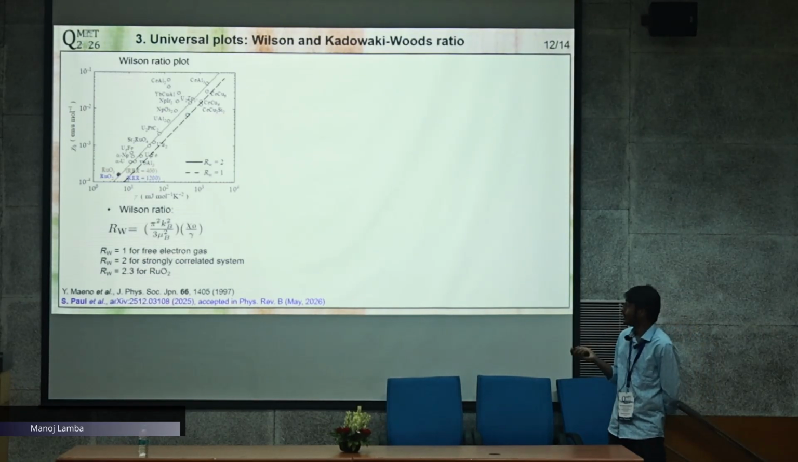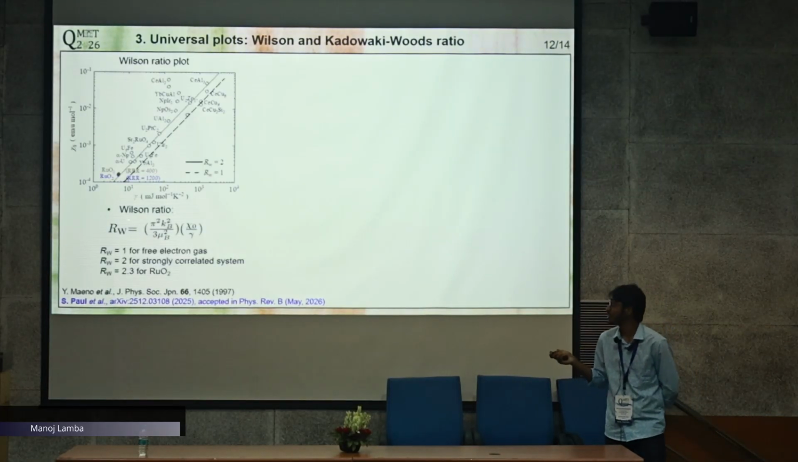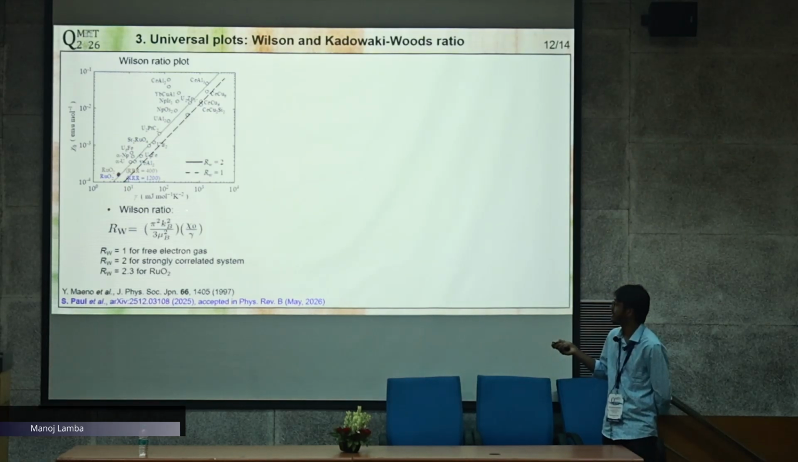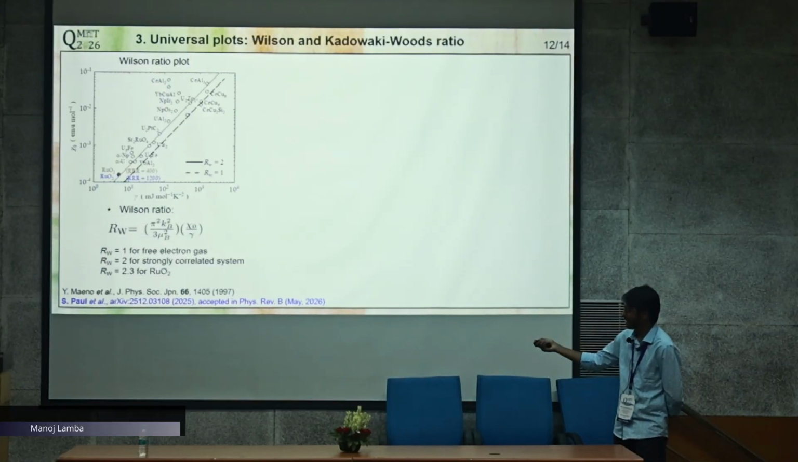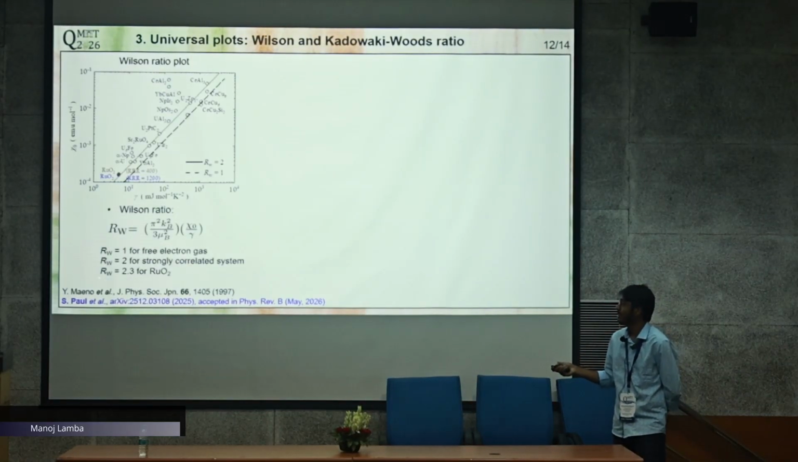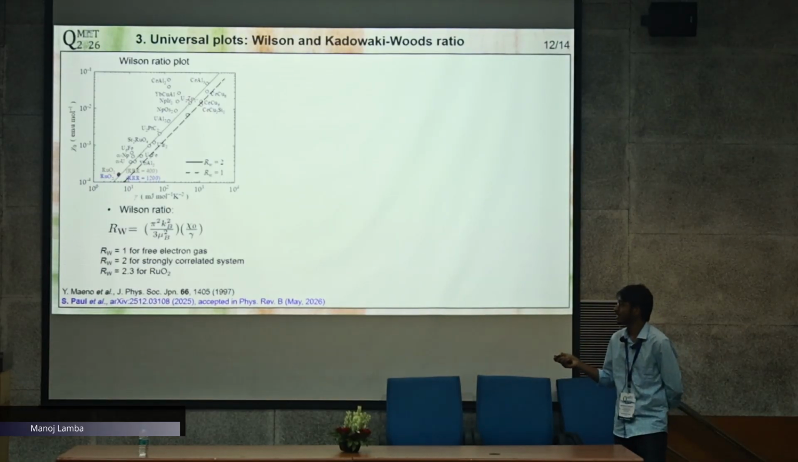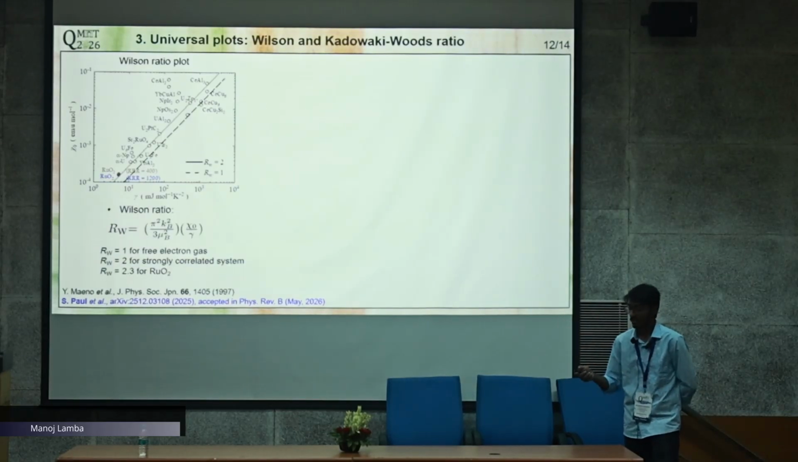Now if we look into the universal plot, this is the Wilson ratio, one of the important parameters to check the location of this ruthenium oxide. The Wilson ratio is the ratio between chi 0 and gamma, and R_W is 1 for the free electron gas, 2 for a strongly correlated electron system, and 2.3 for ruthenium dioxide. This is higher because some orbital paramagnetism contribution enhances this Wilson ratio to higher than 2. Ruthenium dioxide is not a strongly correlated system.